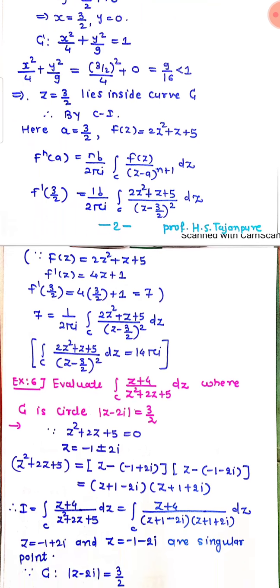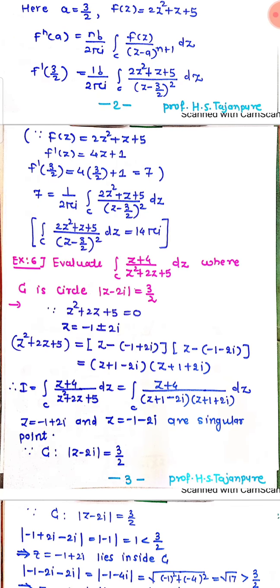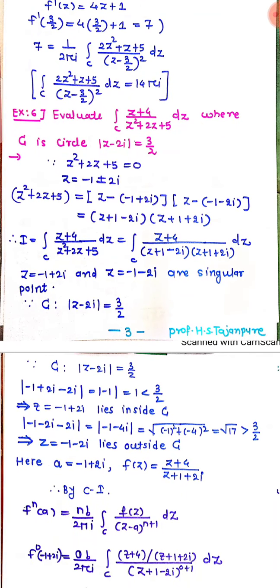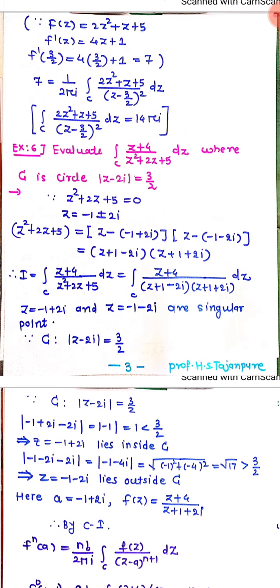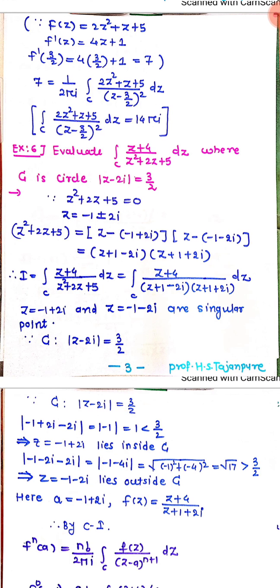Now just substitute that value in the equation. You will get 7 equal to 1 upon 2πi times the integration of the required function, that is (2z² + z + 5) upon (z - 3/2)². So its answer is 14πi.